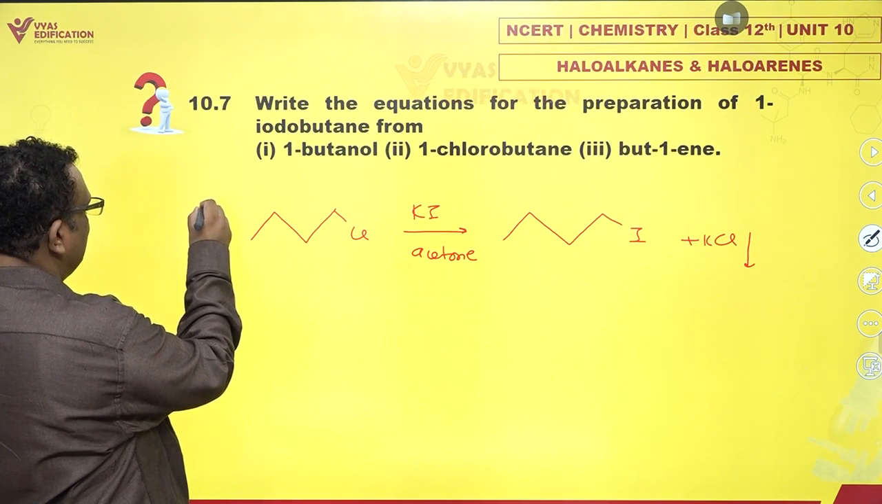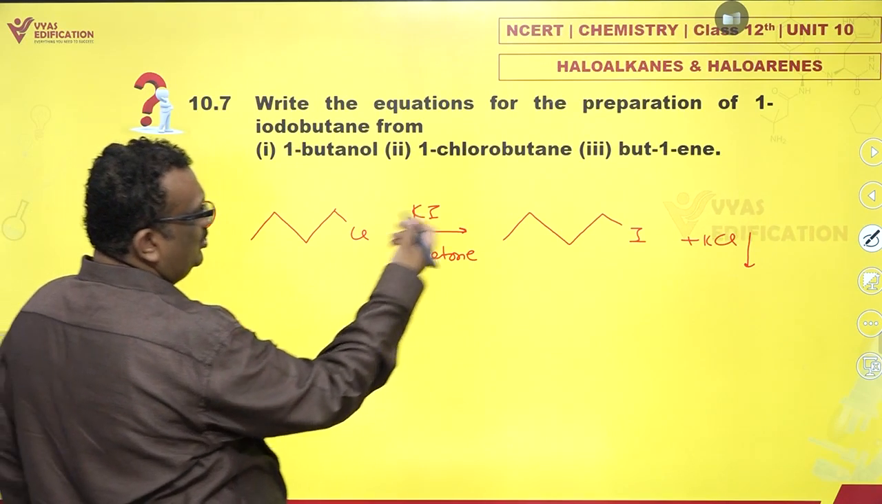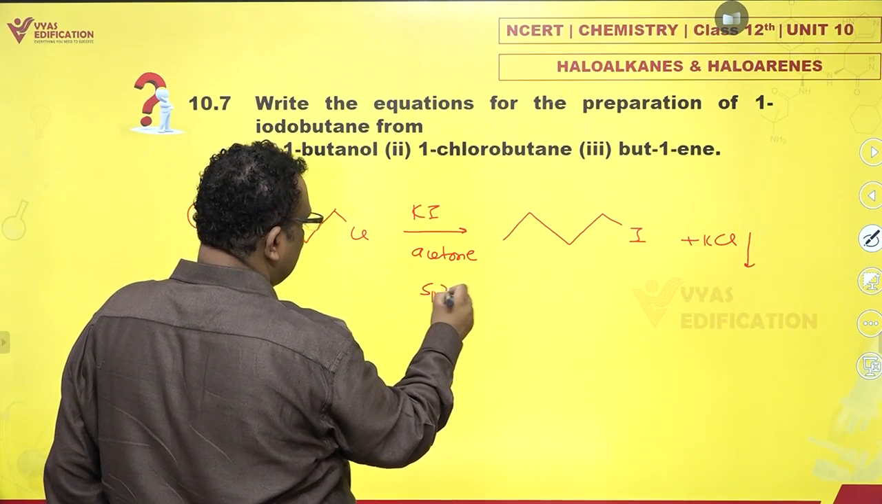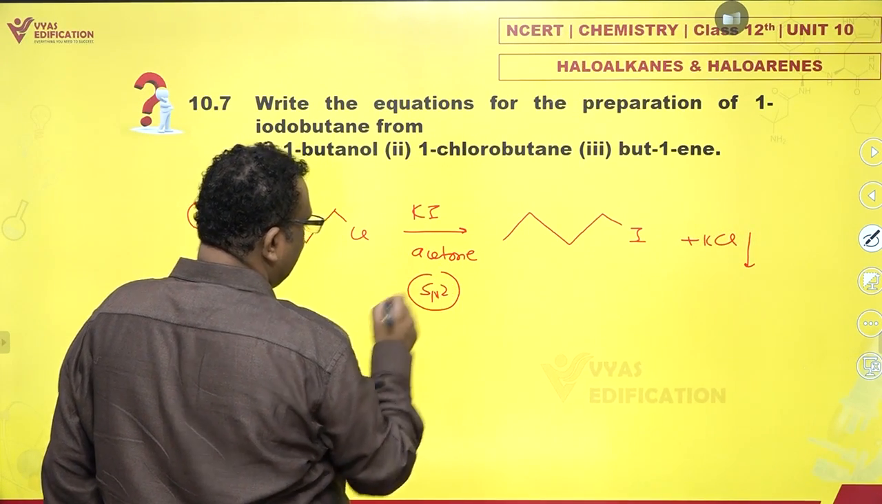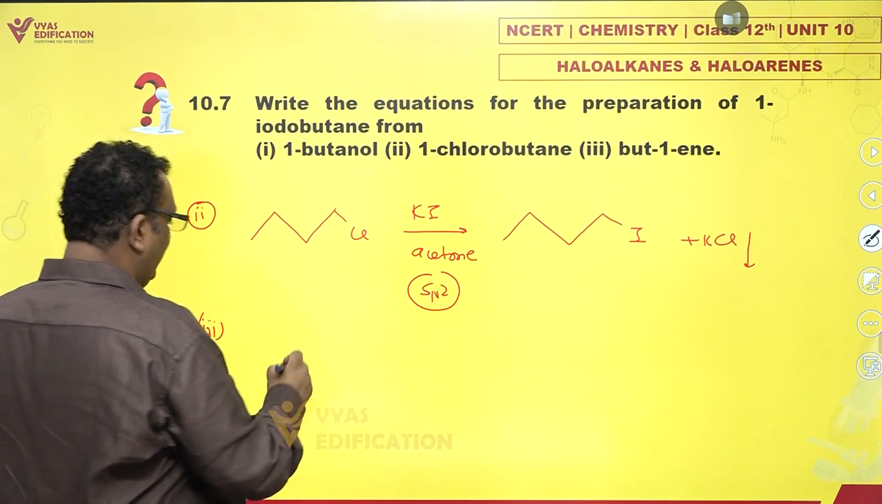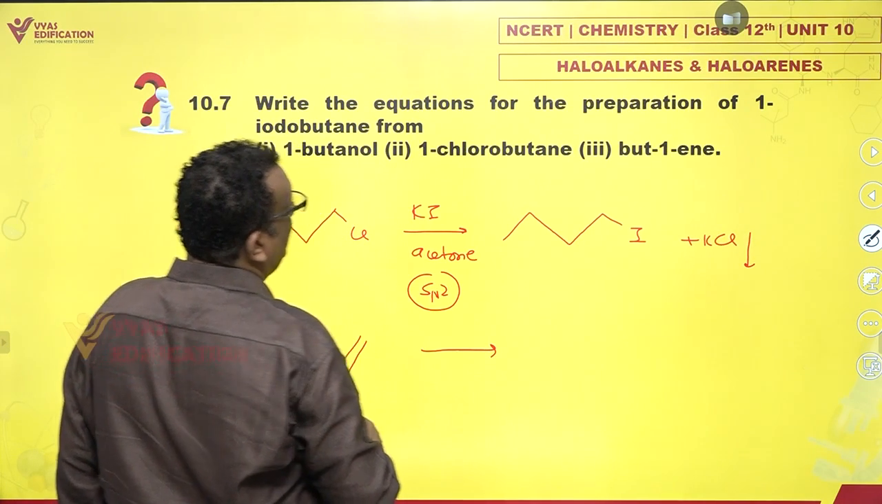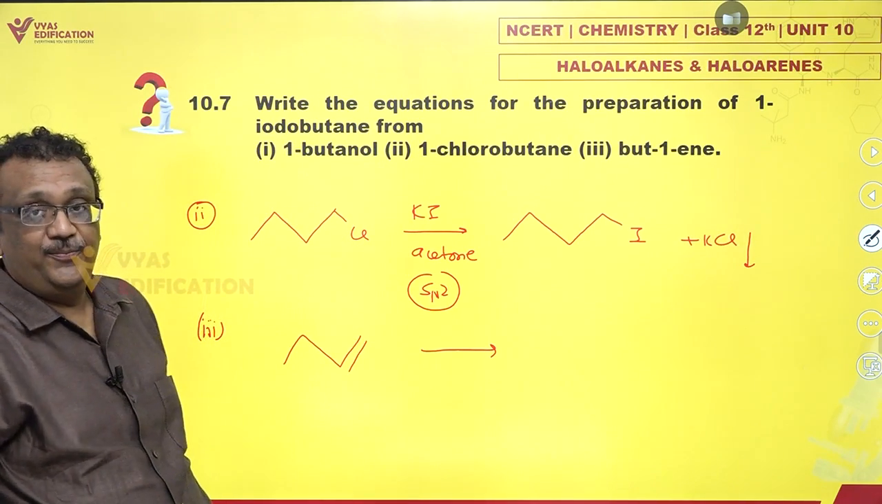Second is very easy. Is there a mechanism involved? It is not asked, but it is classic SN2 in case anybody is interested. And the third one is 1-butene. Wow. From 1-butene, I am supposed to get 1-iodobutane.